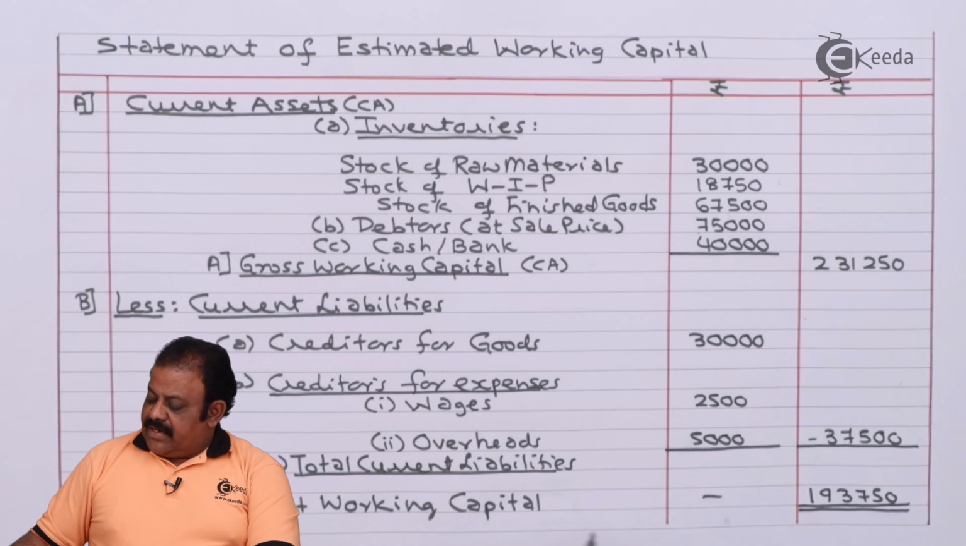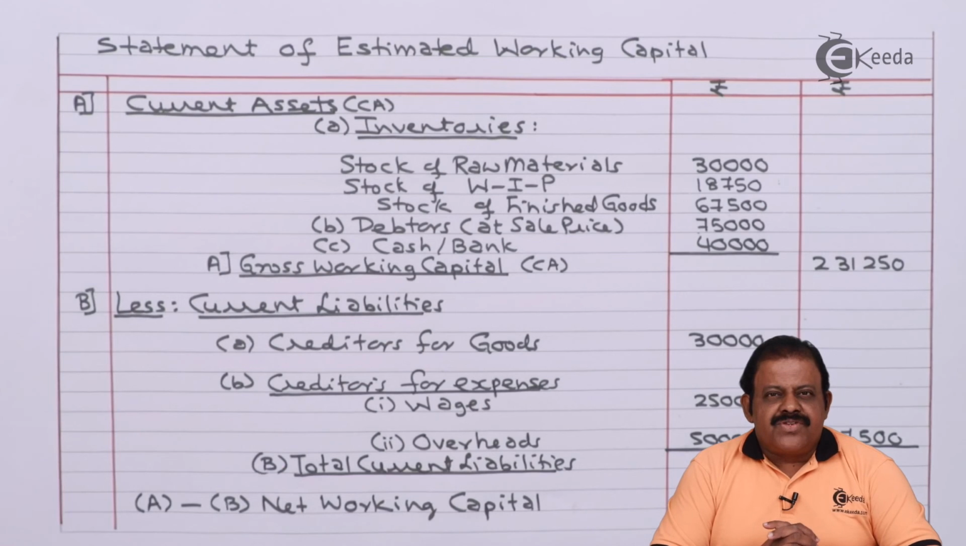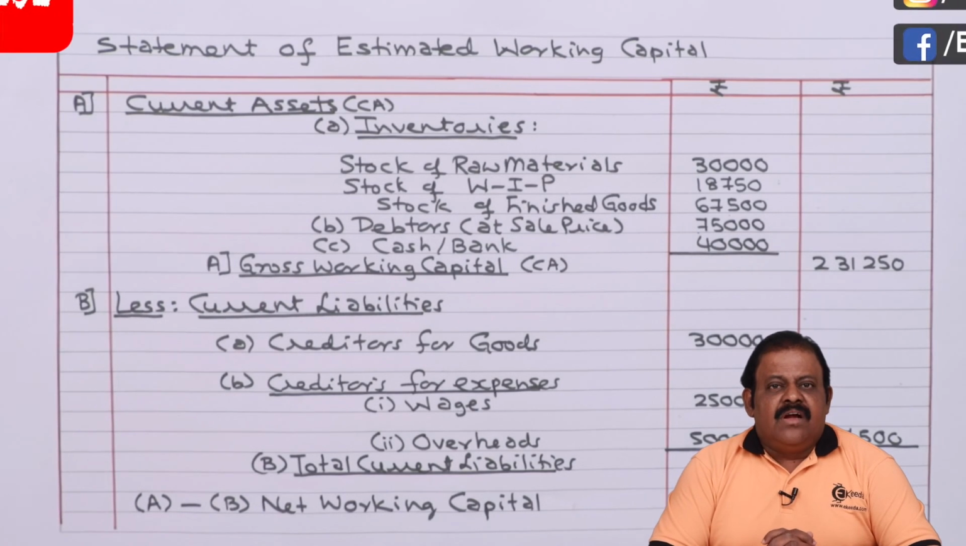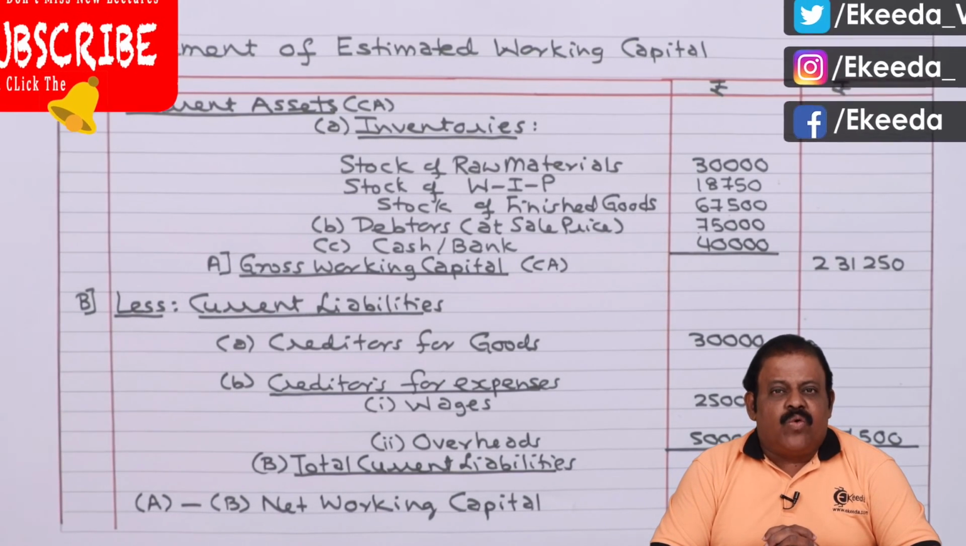So we got net working capital 1,93,750. In this question, we are required to focus particularly on information of elements of direct material, direct labor and overheads. We are required to correctly value them, otherwise the whole calculation will go wrong.